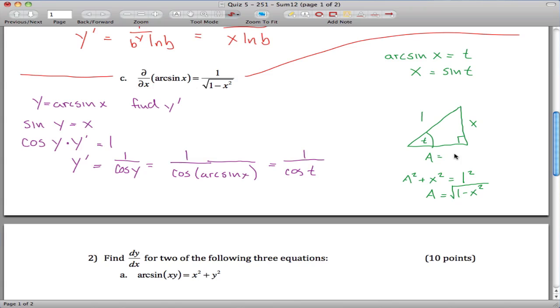So a is equal to this square root of 1 minus x squared because of this work I did down here. So my answer is 1 over cosine of t. Well, let's see, cosine of t, using SOHCAHTOA, cosine is adjacent over hypotenuse. So it's this divided by this. So my final answer is 1 divided by cosine, this over this. In other words, 1 over the square root of 1 minus x squared, which is exactly what we have up here. Awesome. So the derivative of arcsine is this thing.